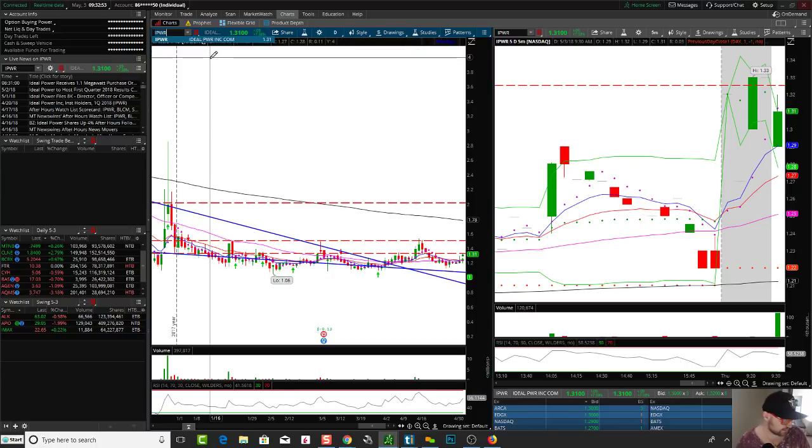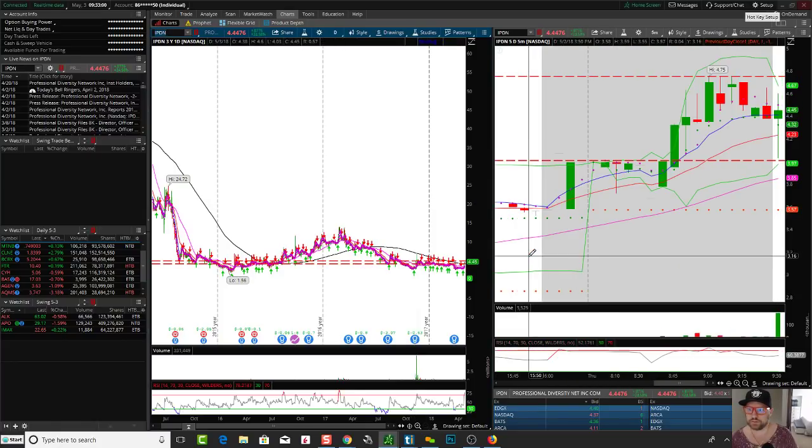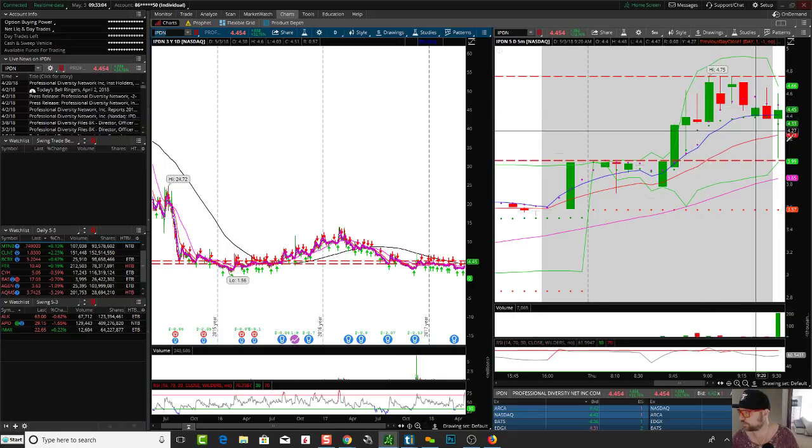All right, so IPDN is hitting Trade Ideas right now. Let's take a look at that. It's a low floater. Crazy. Okay, but yeah, that was the one we were watching earlier.